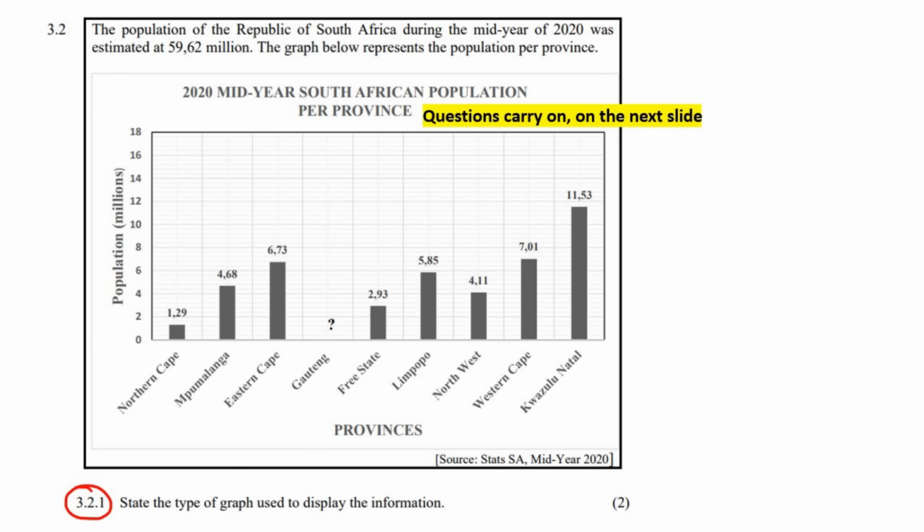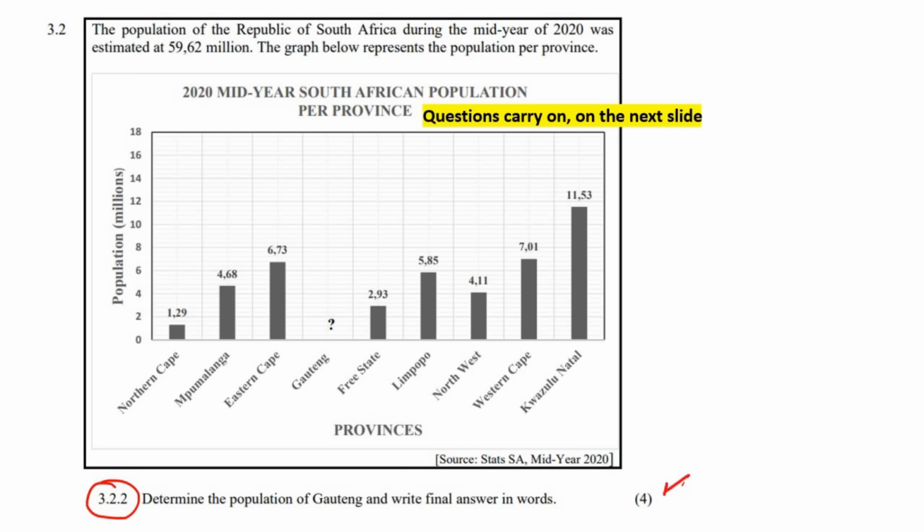Okay, let's get started. It says that the population of South Africa during the mid-year of 2020 was estimated at 59.62 million people. The graph below represents the population per province. So the Northern Cape, there were 1.29 million people. Mpumalanga, 4.68 million people. So remember, those numbers are in millions. The first question says, state the type of graph used to display this information. So whenever you've got these bars and there is a gap in between them, then that is a bar graph. So we'll say bar graph.